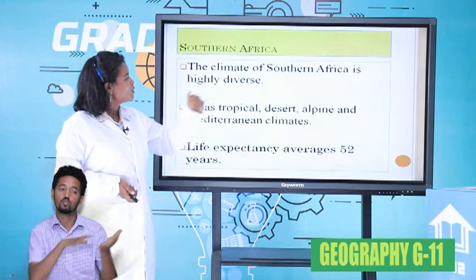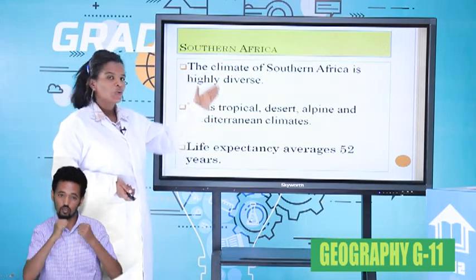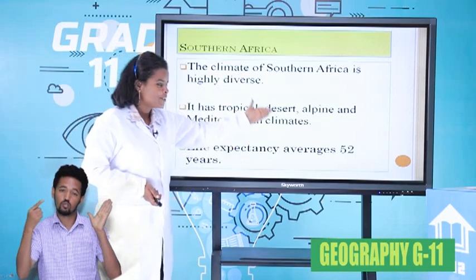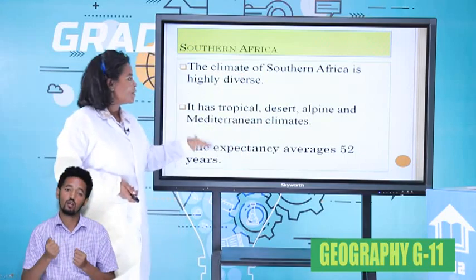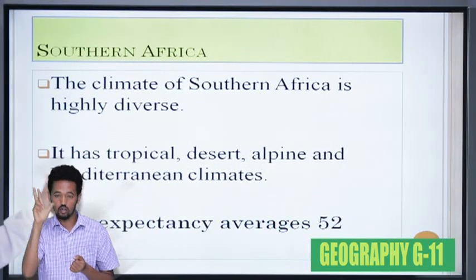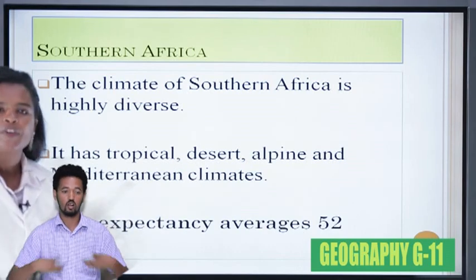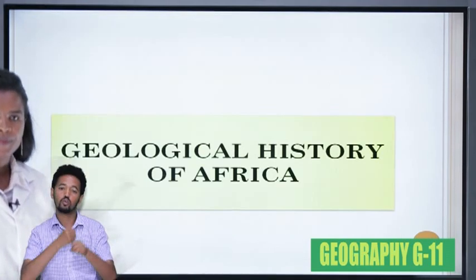The climate of Southern Africa is highly diverse. It has tropical, desert, alpine, and Mediterranean climates. Life expectancy of the people of this region is 52 years.